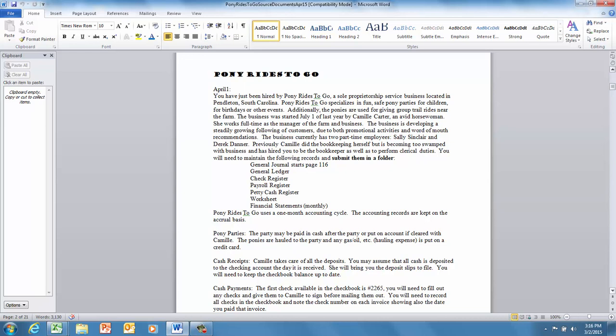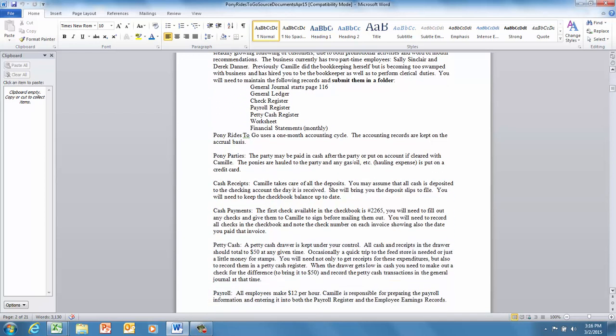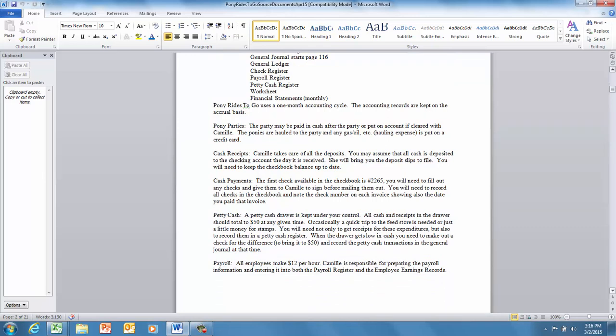Worksheet is given to you in shared files, as are these other files. They're all in shared files. A blank worksheet is there that you can use, or you can make your own worksheet. And the financial statements will be on either electronic accounting paper or your own accounting paper. I'm going to go ahead and let you read some of these other things.